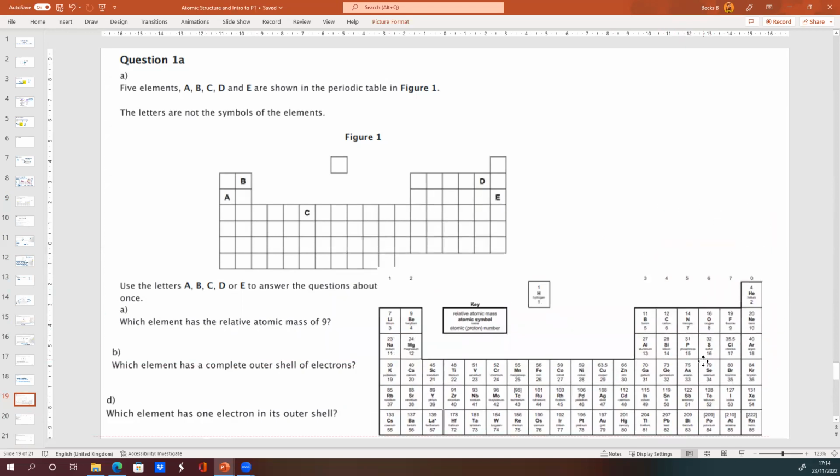Oh, I might be able to just squeeze it there for you. So they're all worth 1 mark. Which element has a complete outer shell of electrons? And which element has 1 electron in its outside shell?